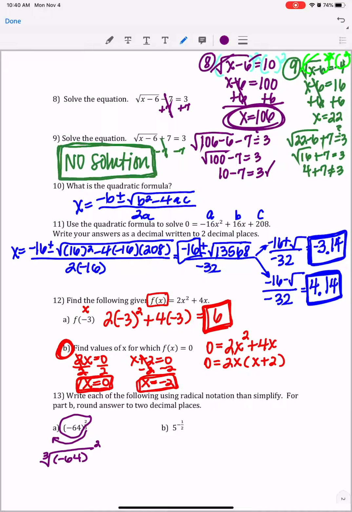So the cubic root of -64 is -4. So I've got in parentheses -4 squared. Okay, and to get that, you guys are hitting 3, second, caret, and then -64. And now -4 squared, -4 times -4 is a +16.